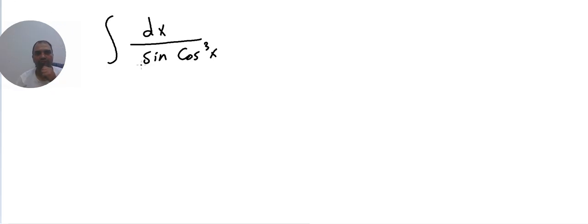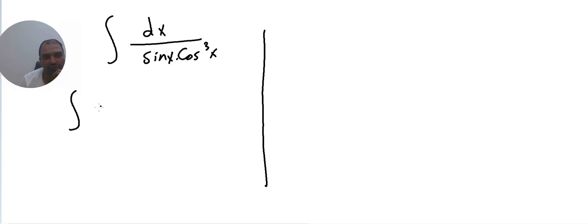What about this question? We want the integration of dx over sine x product by cosine power 3 of x. We can find the integration of this function by simplifying cosine and sine. Cosine power 3 means cosine product by itself. Think with me here to find the answer.